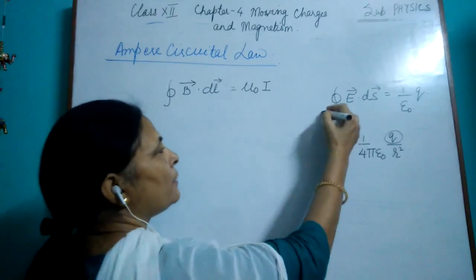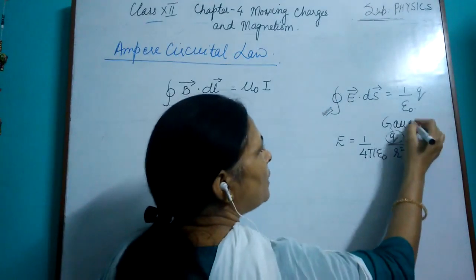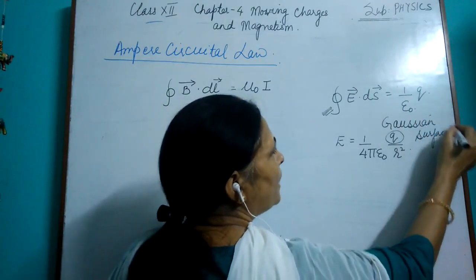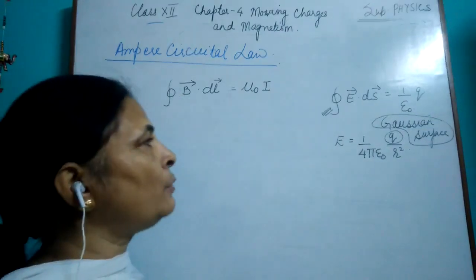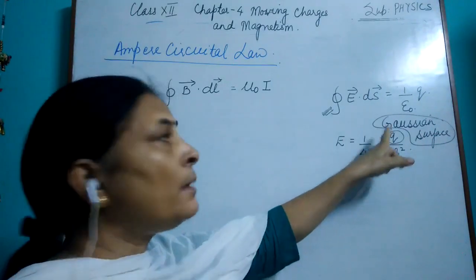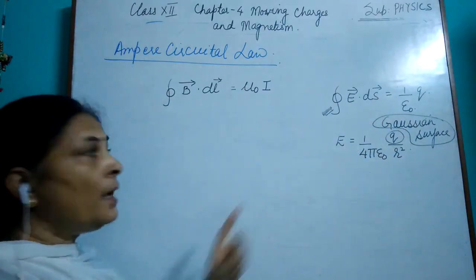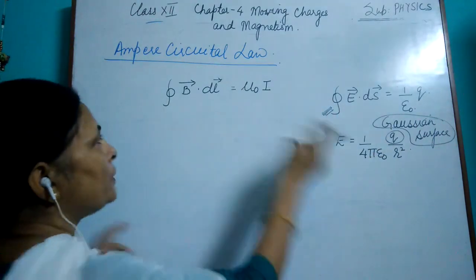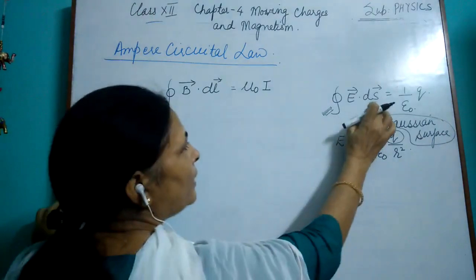In that case, we use this formula, and you might be remembering that we had talked about the Gaussian surface. And what was that Gaussian surface? It was a surface around a charge at which the magnitude of electric field was the same. See, you can see this is a similar expression. Now the difference you can see. Here we are having line integral. Here we are having surface integral.